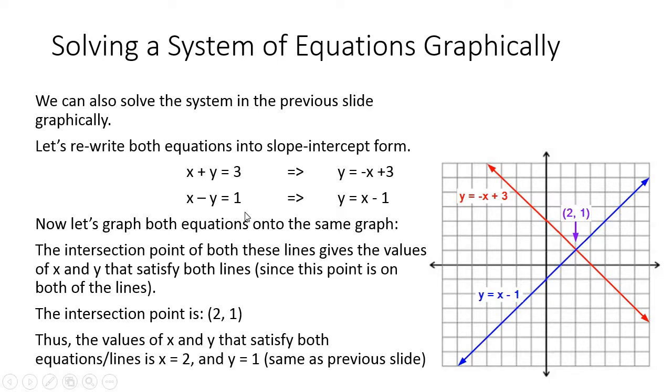So remember, the solution to two lines on the graph is going to be the intersection point, and the x and y values are the specific solution. When you give your answer, x equals 2 and y equals 1 is the solution for this system of equations here.